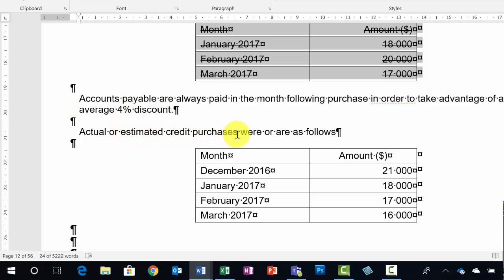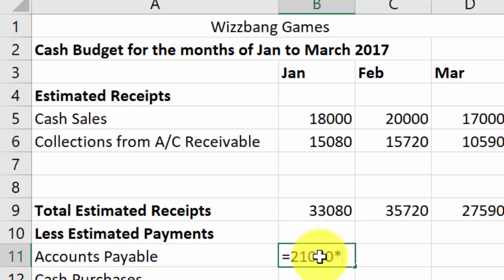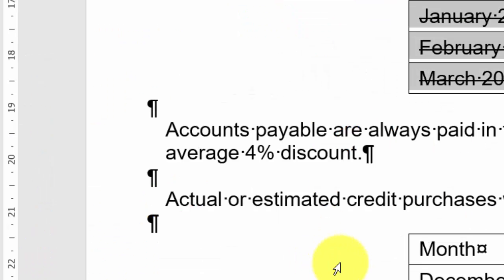So estimated and actual credit purchases were as follows. December 2016, 21,000. Now that is going to be paid in January. Okay. So what I've got to do, I've got to put that 21,000 into January 2017, right? But I've got to take account of the discount. So it's 4%. So 100 less 4% is 96. So I'm just going to multiply that by 96%.